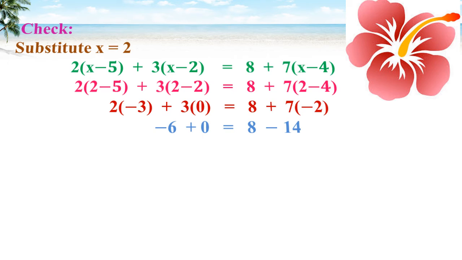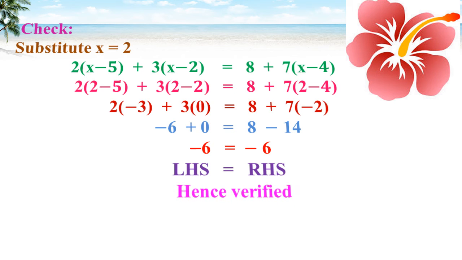Now we have to multiply. 2 3s are minus 6. 3 into 0, 0 is equal to 8. 7 2s are minus 14. Minus 6 plus 0 minus 6 is equal to 8 minus 14 minus 6. Now LHS is equal to RHS. Hence verified.